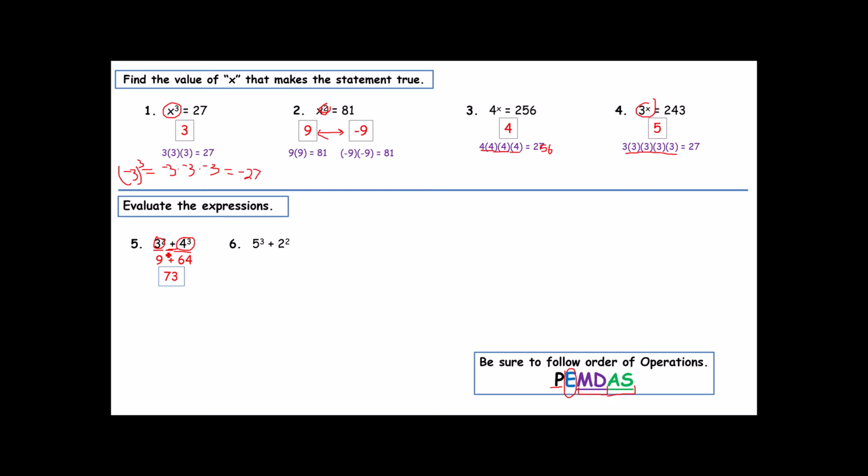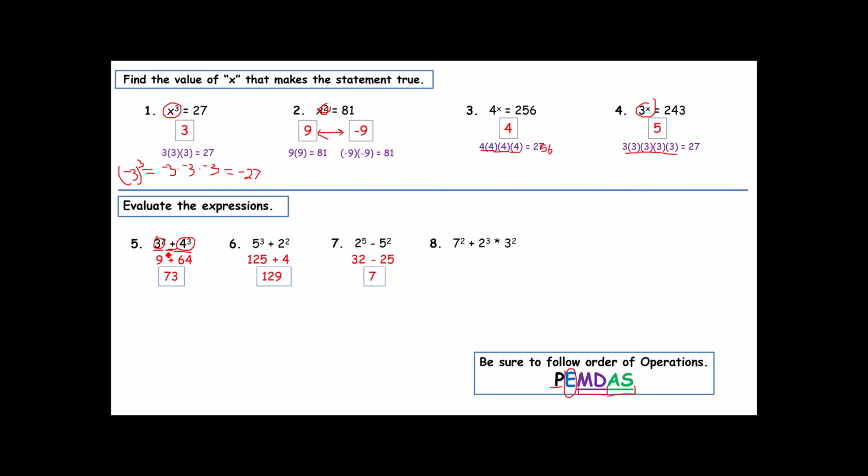Again, I'm going to start to do these a little quicker, assuming that you're pausing the video in between to try them on your own. 5 to the third is 125. 2 squared is 4. You get 129. How about this? This is 32 minus 25, which is 7.